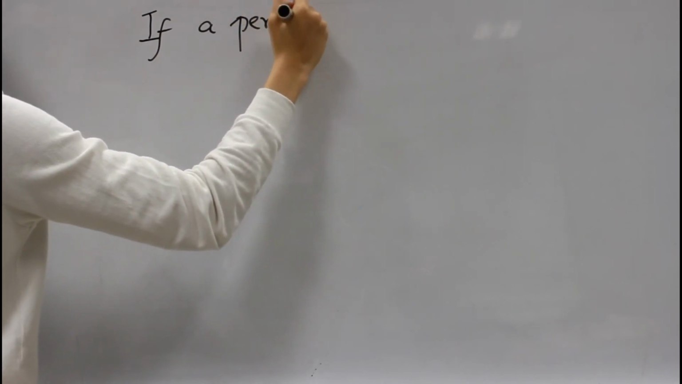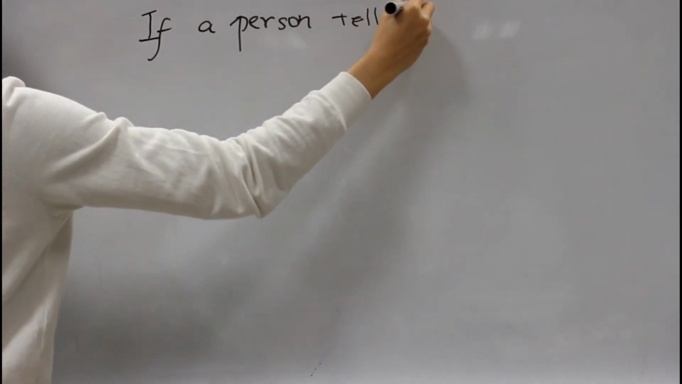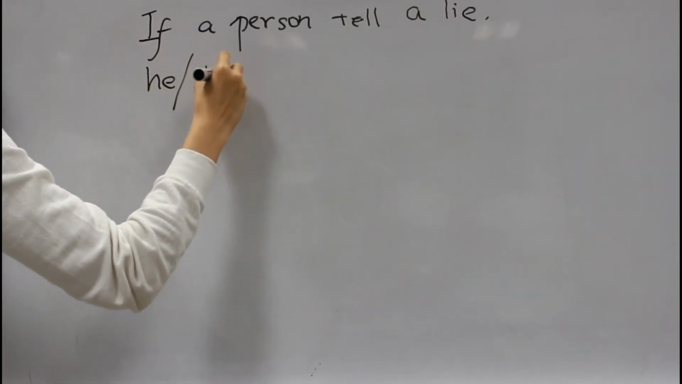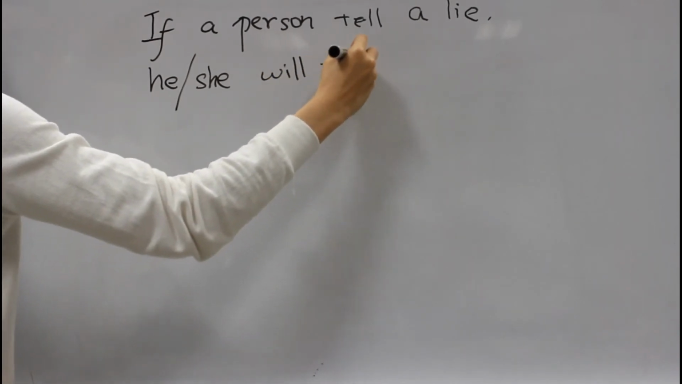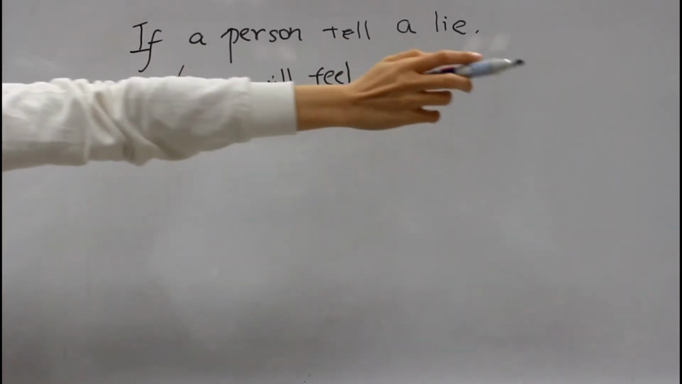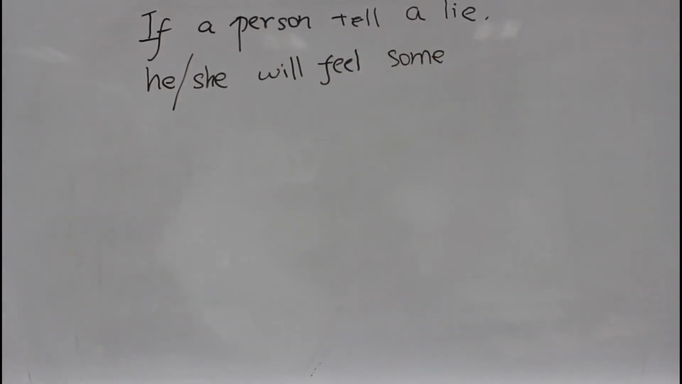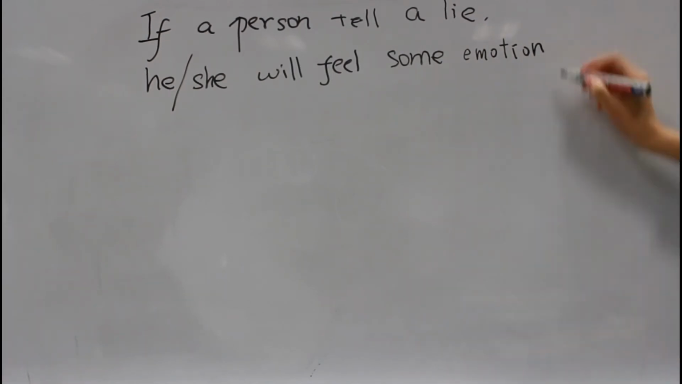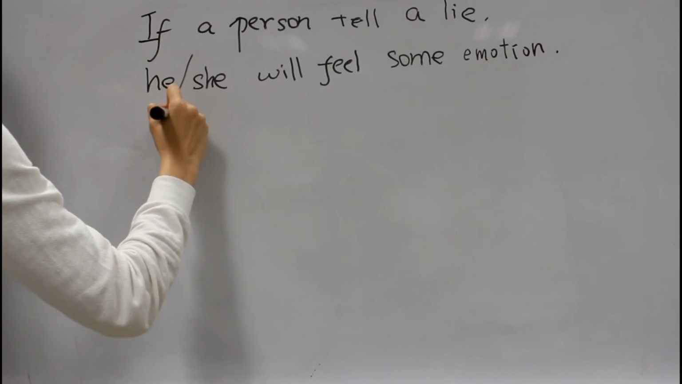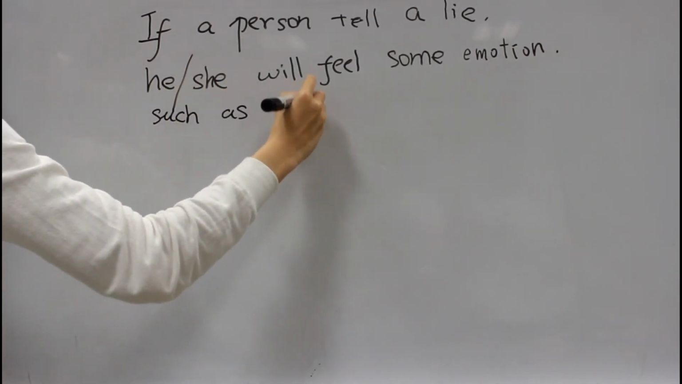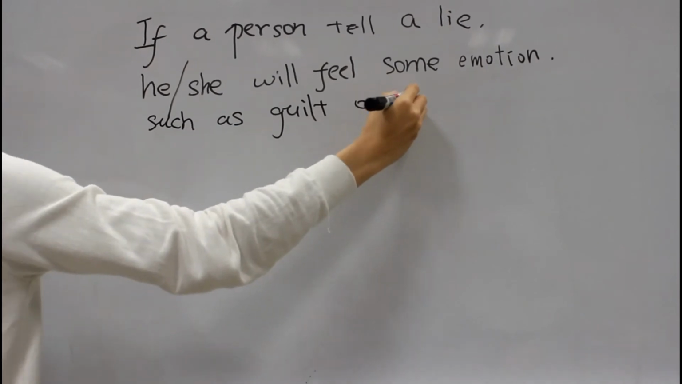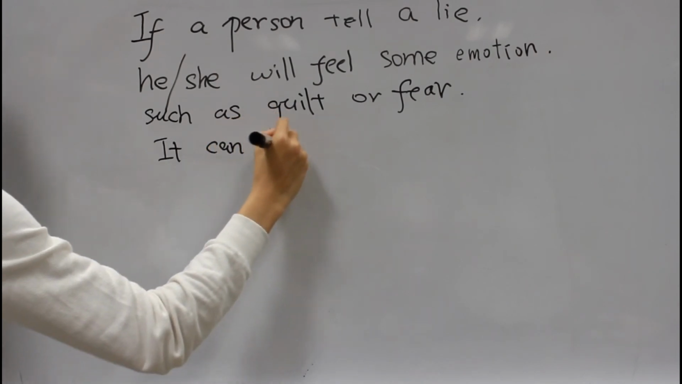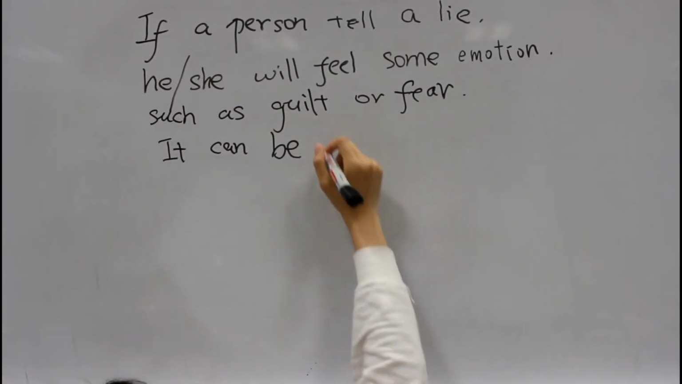The experiment is related to Module 16. Lie detector tests are based on the theory that if a person tells a lie, he or she will feel some emotion, such as guilt or fear. Feeling guilty or fearful will be accompanied by physiological responses, which are difficult to suppress or control and can be measured with a machine called a polygraph, such as chest movement during respiration, abdominal movement during respiration, heart rate, and blood pressure.